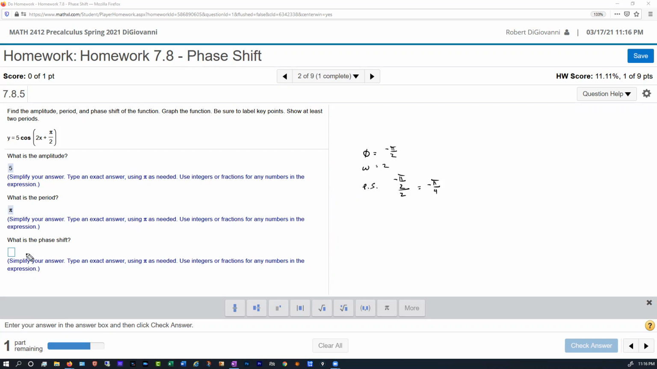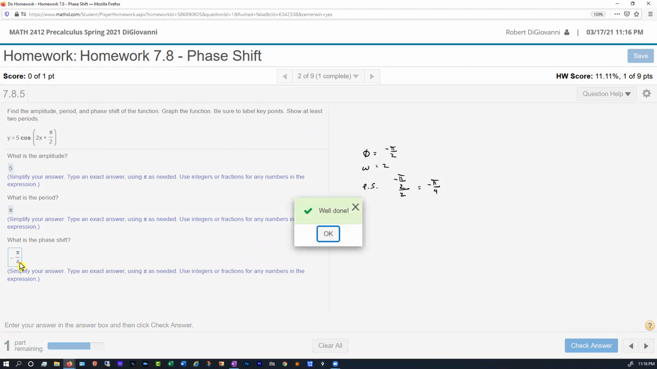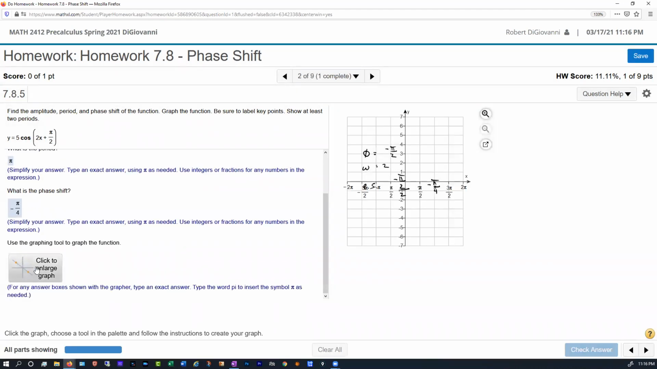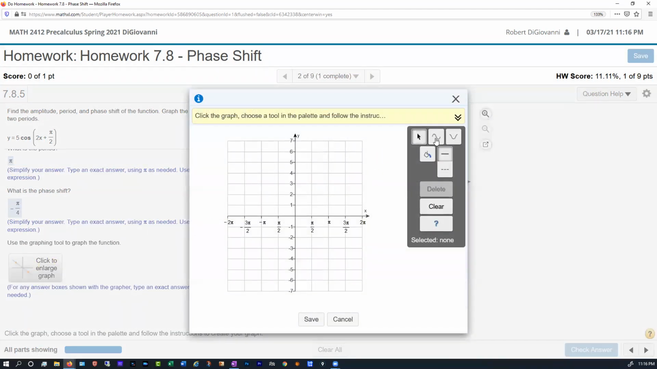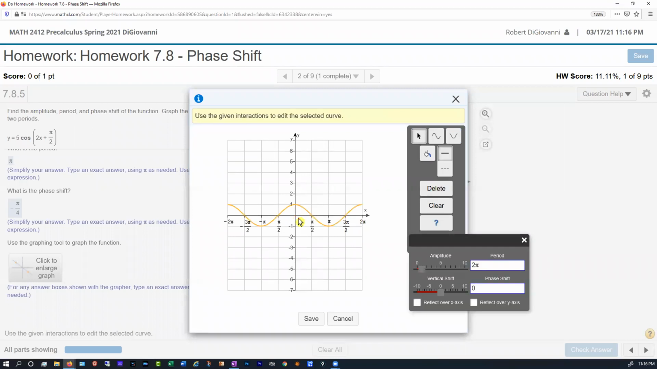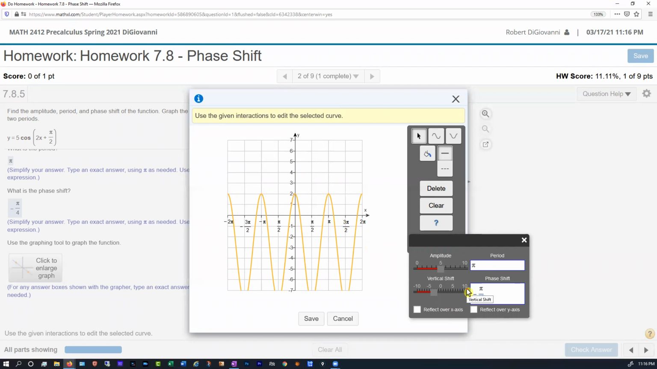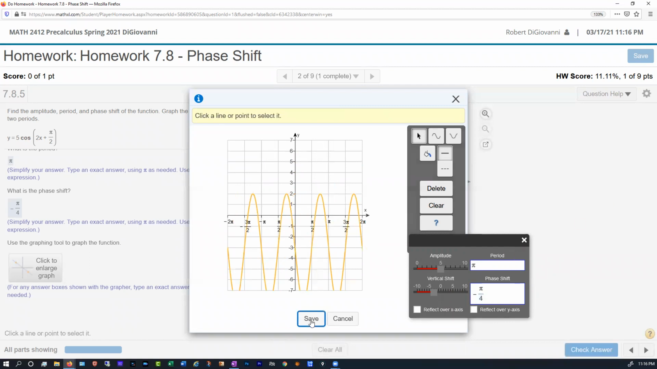So let's see how they want this. I'm going to try and put negative pi over 4 and see what happens. Okay, so it wants it exactly written with the correct sign. So now, it's a cosine function, so it looks like this. And that has an amplitude of 5. Period is pi. And the phase shift this time is negative pi over 4. Let's see if it'll let me do this.